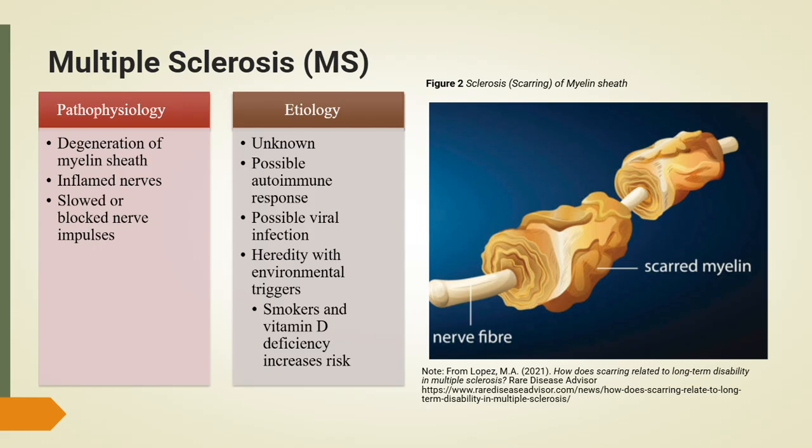Over time, repeated cycles of inflammation lead to the formation of sclerotic plaques, which are areas of hardened scar tissue. These plaques interfere with the nerve's ability to send electrical impulses effectively, acting like roadblocks along the nerve pathway. Depending on where these plaques form, patients may experience weakness, sensory disturbances, ataxia, visual changes, bladder dysfunction, or difficulty with coordination.